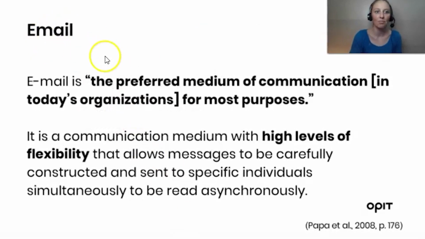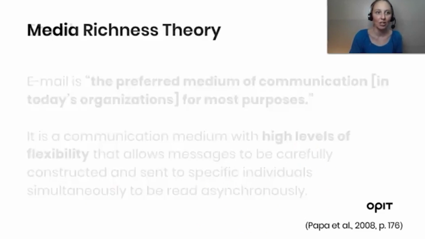So email in general. Email is the preferred medium of communication in today's organizations for most purposes. It is a communication medium with high levels of flexibility that allows messages to be carefully constructed and sent to specific individuals simultaneously to be read asynchronously. So it can be sent to a lot of people at once, it can be forwarded, it can be passed on, and it can be read asynchronously. People can read it as they get a chance. It also allows for the writer to take time and really work out their wording, which is a huge advantage.